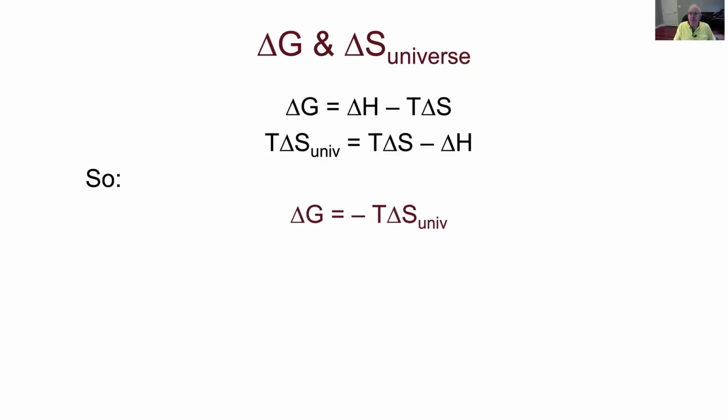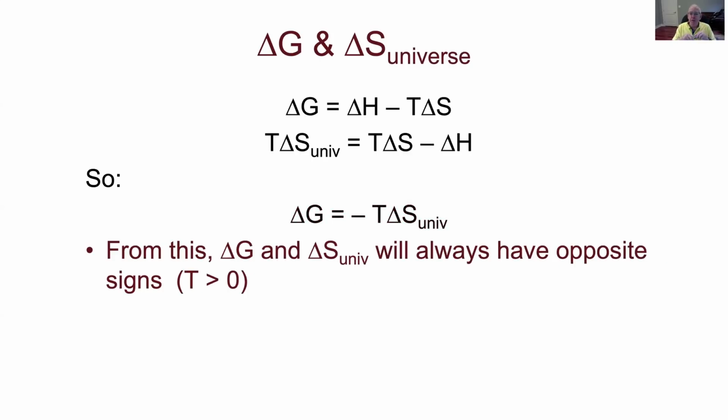Okay. Now, the sign of delta S for the universe tells us whether the reaction is spontaneous or not, right? The temperature is always positive because the temperatures in all these equations have to be absolute temperatures, right? So they're Kelvin temperatures, they can't be negative. So that means for a spontaneous reaction, I want delta S for the universe to be positive, and that means that I need delta G to be negative, okay?